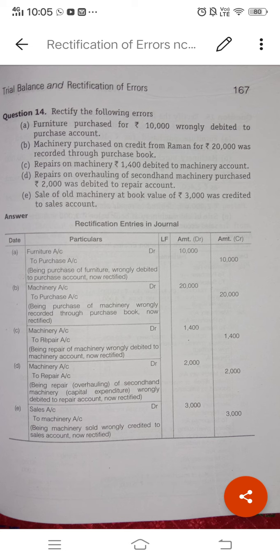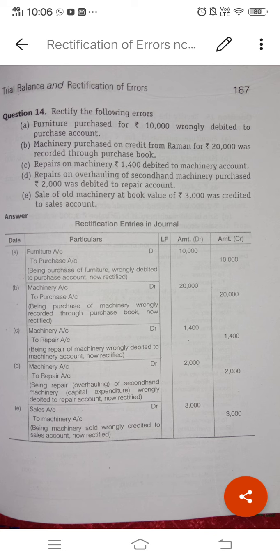So for D, the answer is right, but for C, the answer is wrong in this guide. Okay, so you have to write properly. For D, it is right. So we have to debit the machinery account. The correct entry is machinery account debit to cash account. Instead of debiting the machinery account, there is a wrong debit balance in the repair account. To cancel that, we have to credit the repair account, and the correct debit is the machinery account. So the rectification entry is machinery account debit to repairs account 2000.